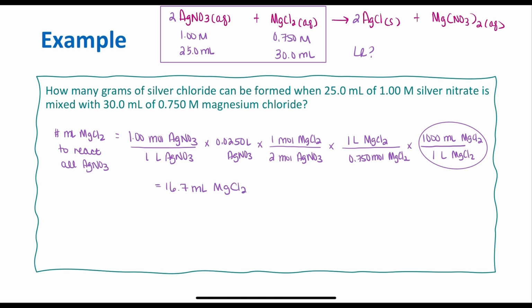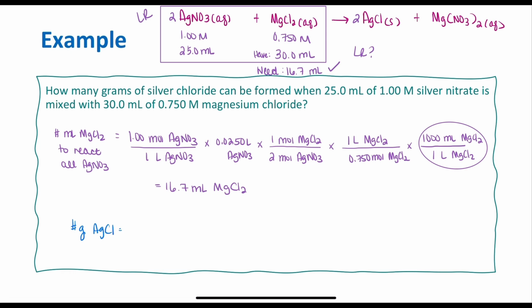So I asked myself, do I have enough? I have 30.4 mils. I need 16.7 mils. I have enough. That means that my silver nitrate is my limiting reactant and my magnesium chloride is my excess reactant. But that means I will use the silver nitrate concentration and volume to determine how much silver chloride I can make, because that's going to control the number of grams of my target product, which is the silver chloride.